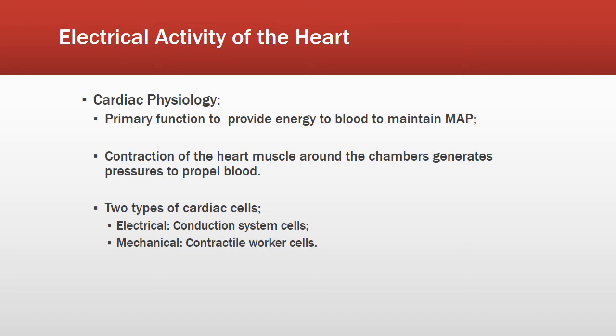We have two types of cardiac cells. We have the electrical and the mechanical. The electrical are a part of the conduction system cells. The cardiac muscle is autorhythmic and myogenic, so it's capable of causing contraction without brain control. Action potentials generated at regular intervals cause heart cells to depolarize. We also have the mechanical cells, which are the contractile worker cells.